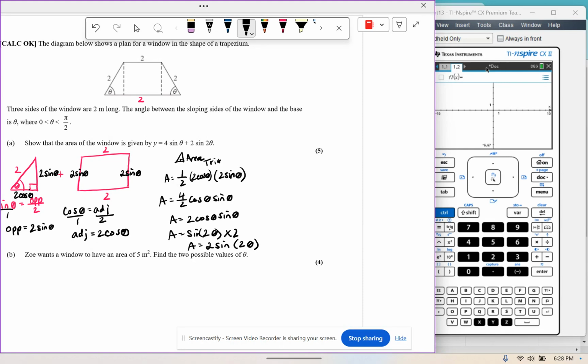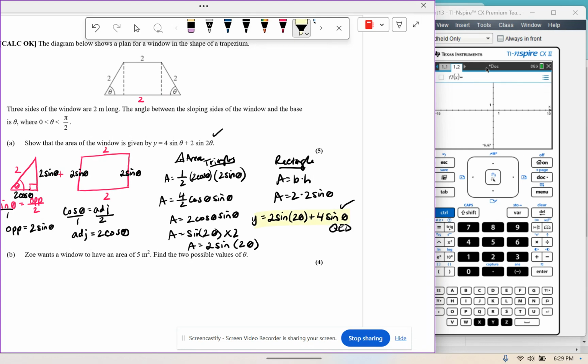And then for the rectangle, I have area is equal to base times height. So the base of this guy is 2, and the height of this guy is 2 sine theta. And there's only one rectangle, so I'm going to add everything together. I got 2 sine 2 theta plus 4 sine theta. And that matches this up here. It's just written in a different order. So there we go.